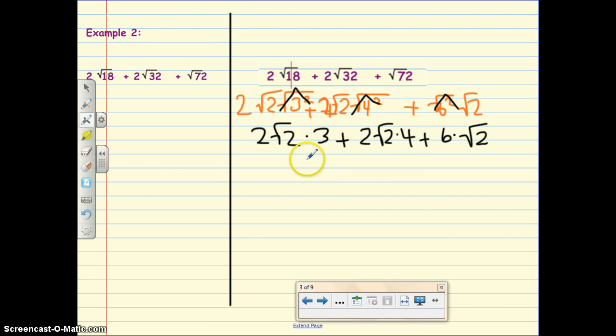So this is 2 times 3, which is 6 square root of 2, plus 4 times 2, which is 8 square root of 2, plus 6 square root of 2. And I know that 6 plus 8 plus 6 is 20, so I can rewrite this as 20 square root of 2.